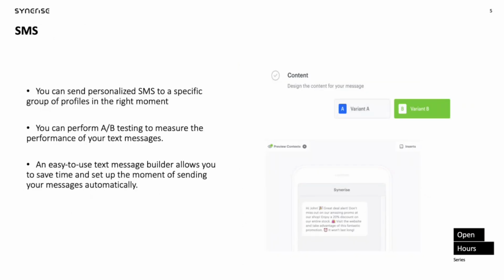Now we have the SMS. This channel in Symrise allows you to send a text message to all the recipients who gave you their phone number. You can send personalized SMS to a specific group of profiles at the right moment. You can also perform an A/B test to measure the performance of your text message. And you can also use our very easy builder that allows you to save time and to set up the moment of sending your message automatically. And after that, you can also analyze all the messages that you have been sending to your customers.